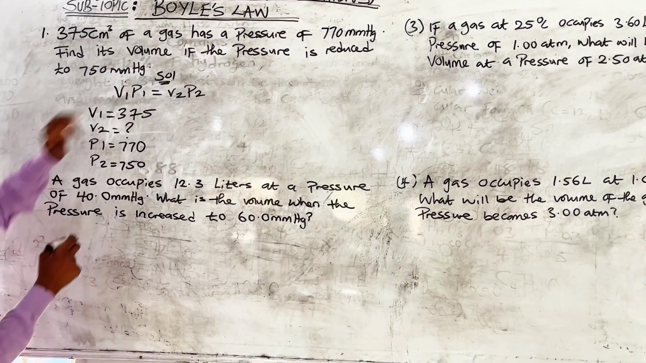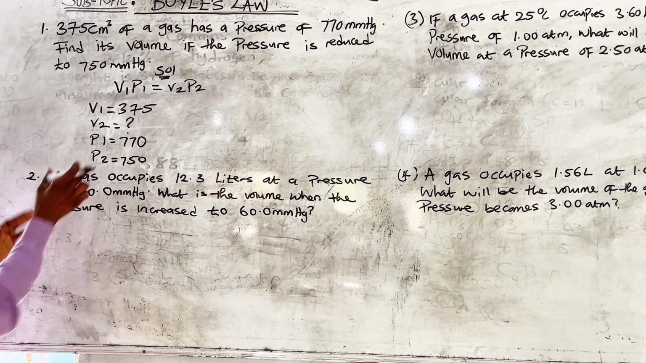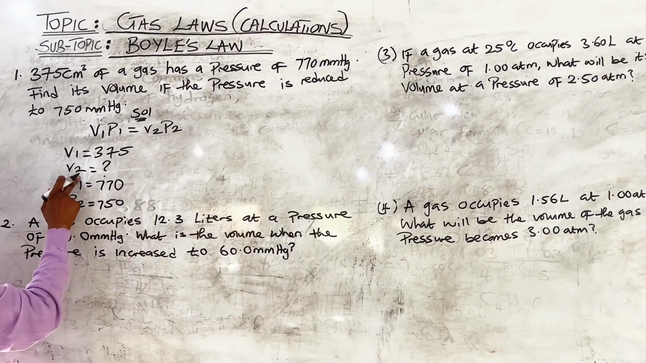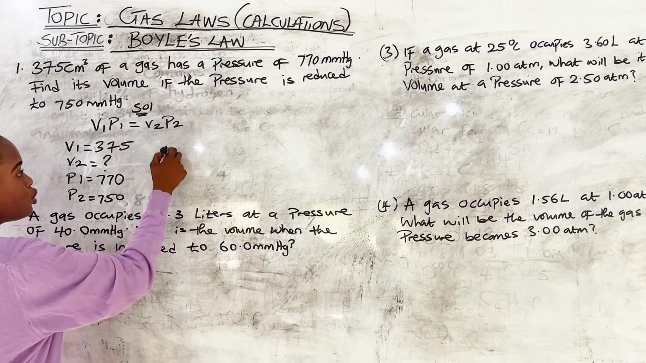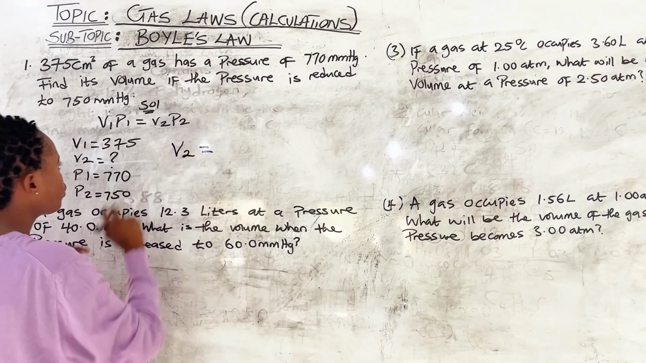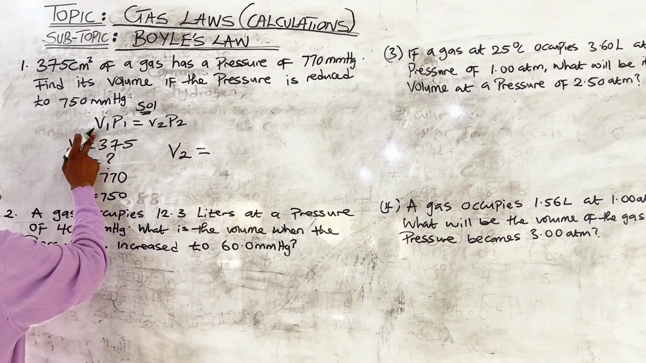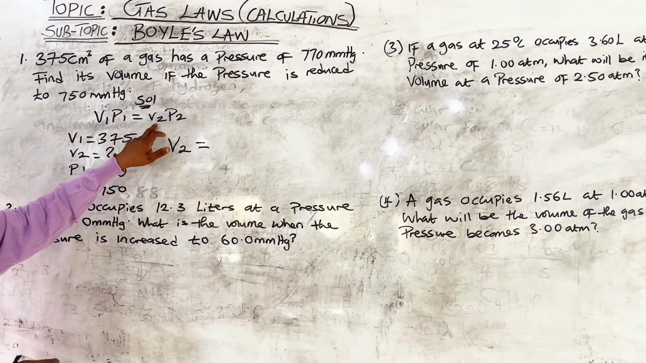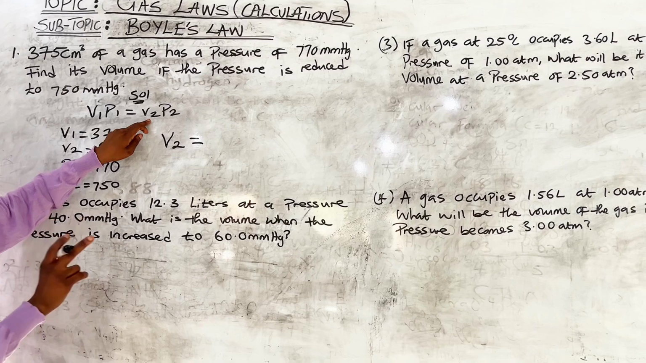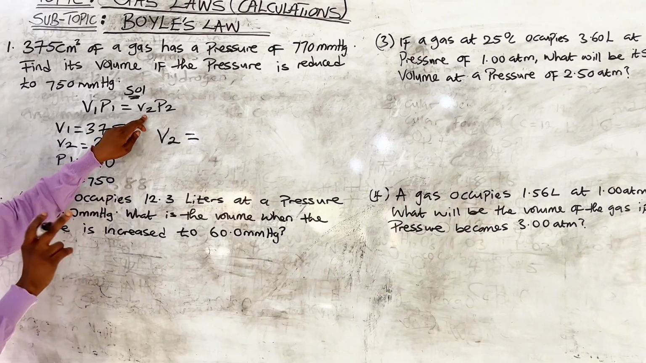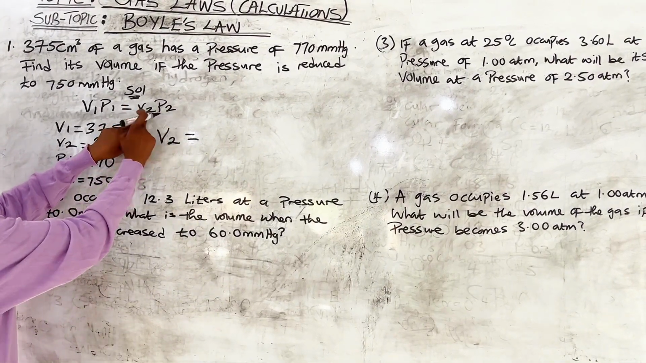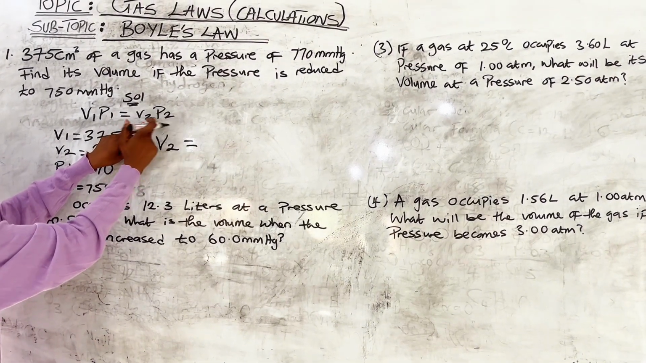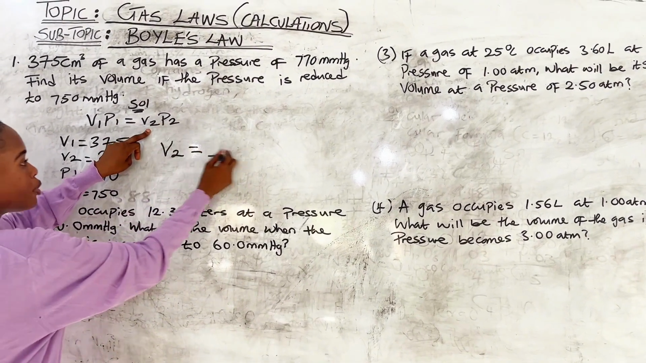And what is P2? 750 millimeter mercury. Now that we have written our values, we're going to make V2 the subject of the formula, because we are looking for V2. So how do we do that? V2 will be equal to... now this is our formula, V1 P1 equals V2 P2. Since we're looking for V2, one of the easiest ways to make it the subject of the formula is this: the one that is attached to what you are looking for. In this case, we're looking for V2, and P2 is attached to V2, so P2 will come down.